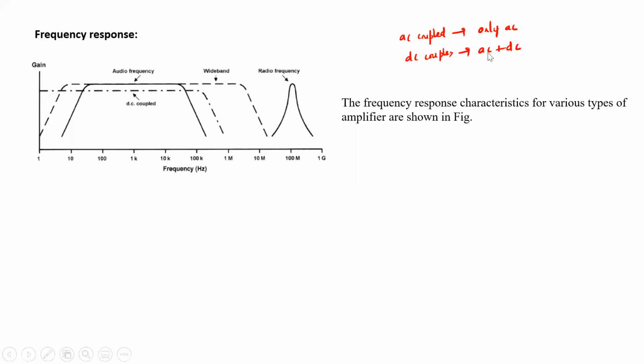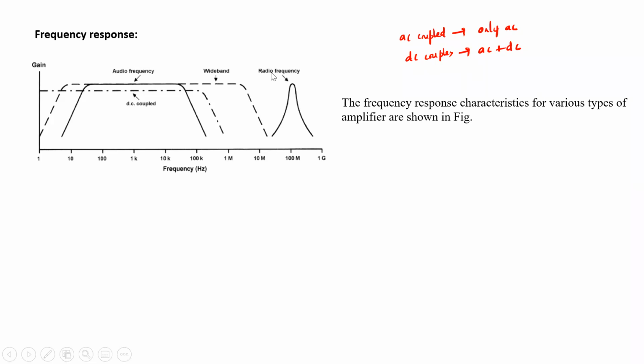AC means there is some frequency. DC means there is no frequency. Understand that? Now, why I'm discussing this is because I'm discussing the frequency response. Frequency response shows what all frequencies an amplifier is amplifying. In AC coupled amplifier, what is it amplifying? In DC coupled amplifier, what is it amplifying? And in wideband, what does it amplify? In radio frequency, what does it amplify? That is what we are looking at.